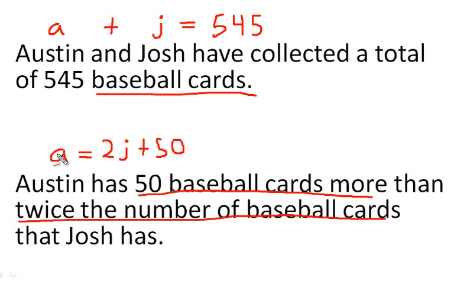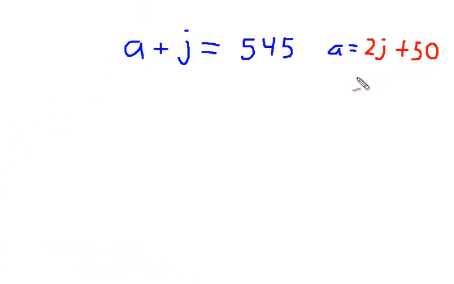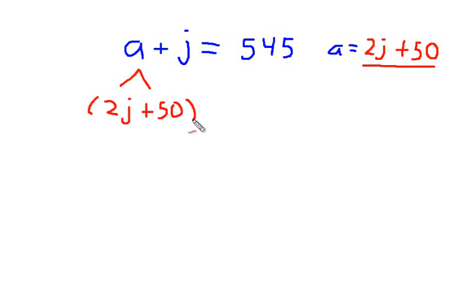And this one actually is already solved for A. So let me rewrite these equations real quick. Okay, so with these two equations, I'm going to use substitution. And for A, I'm going to substitute 2J plus 50. So for A, I have 2J plus 50, and then plus J equals 545.